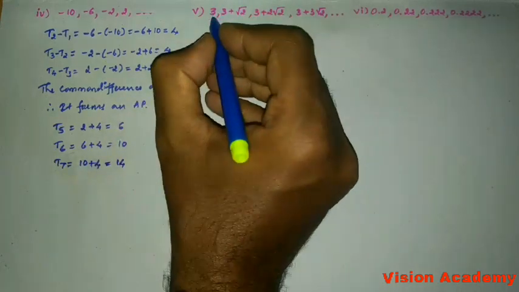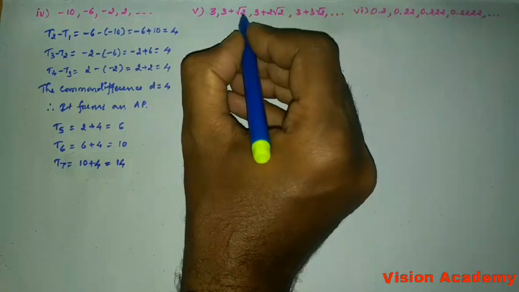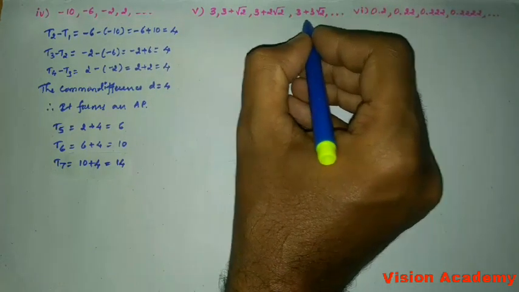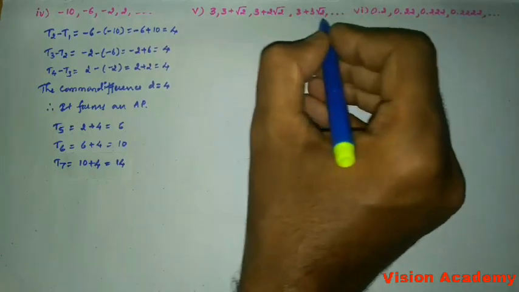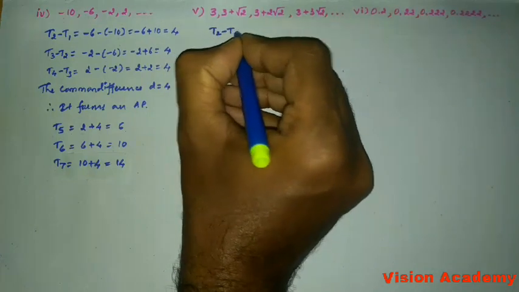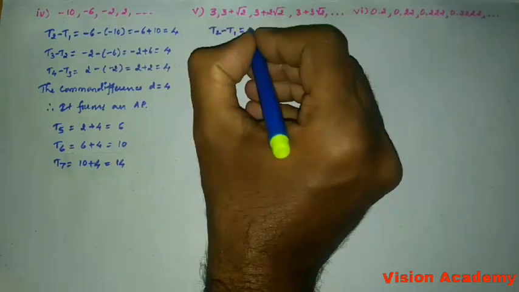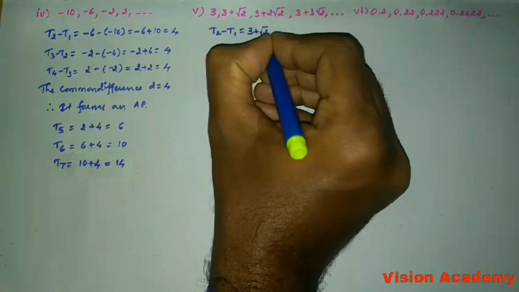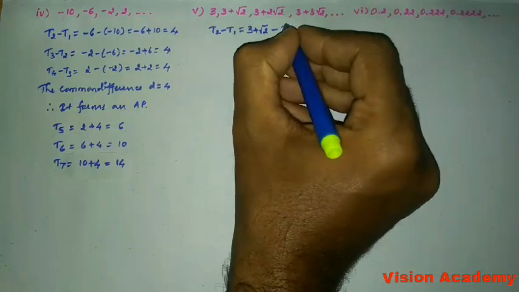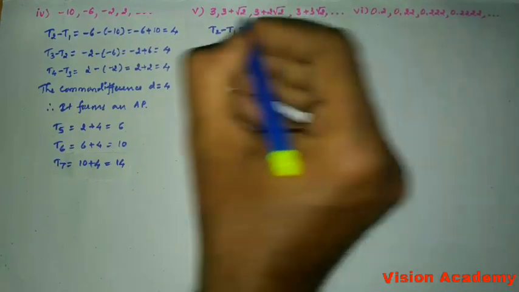So let us move on to question number 5. 3, 3 + square root of 2, 3 + 2 square root of 2, 3 + 3 square root of 2, and so on. So here we'll write T2 - T1, which is equal to T2, 3 + square root of 2, minus T1, which is 3. So this plus 3 minus 3 will get cancelled. We remain with square root of 2.